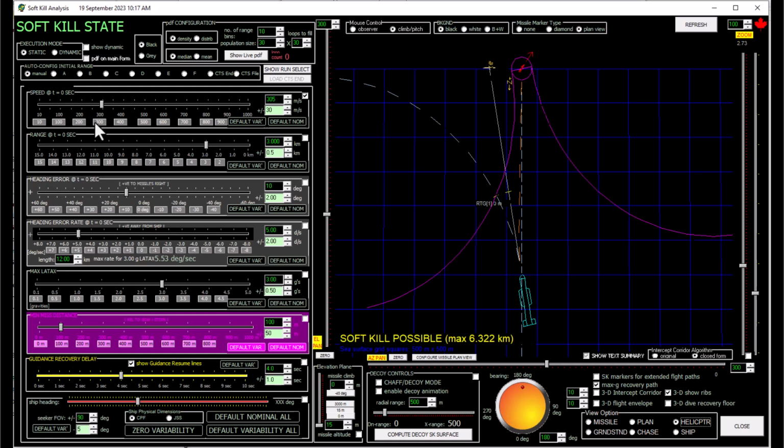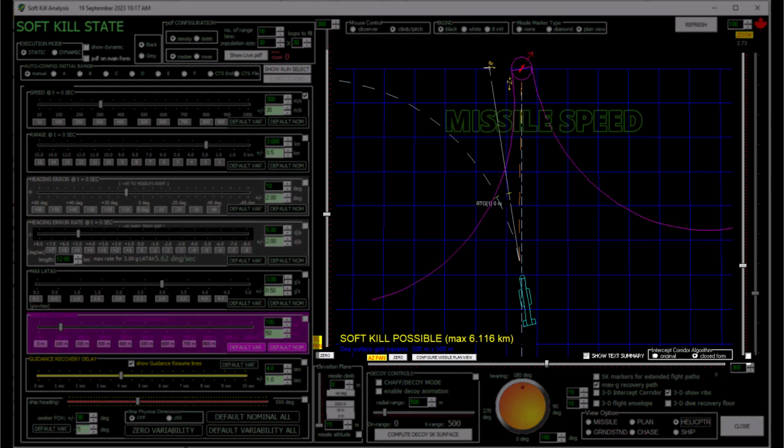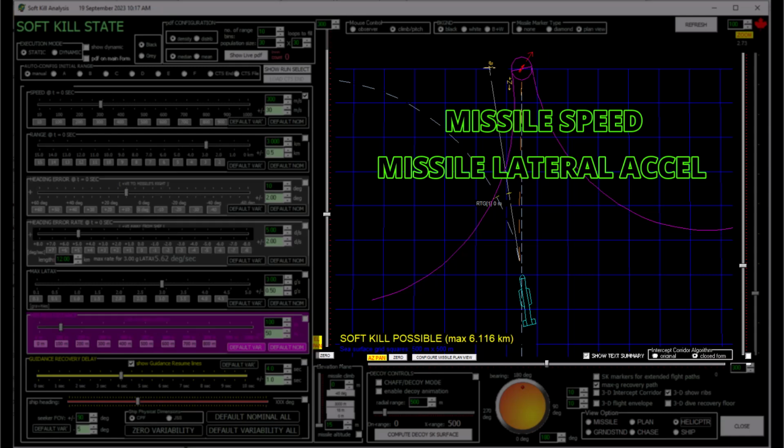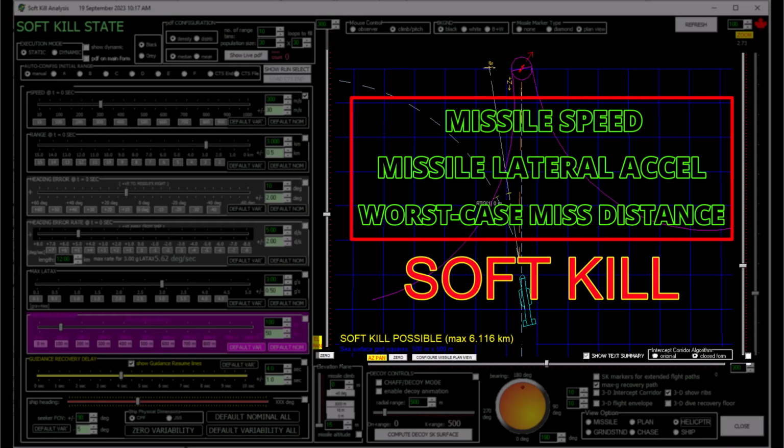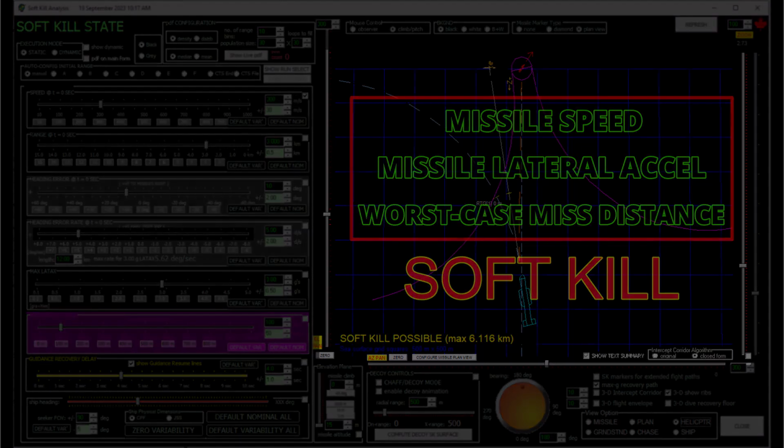So the intercept corridor formalizes the relationship between missile speed, missile maximum lateral acceleration, in other words, how many G's it can pull, and the worst-case miss distance. That's the closest the missile is allowed to come to the target in order to cause soft kill, which means the missile is physically impossible to hit the target.